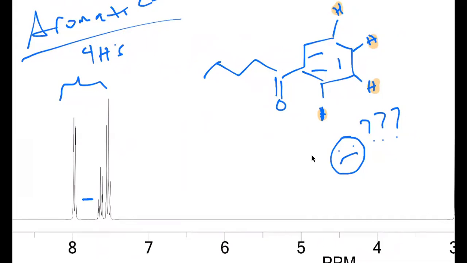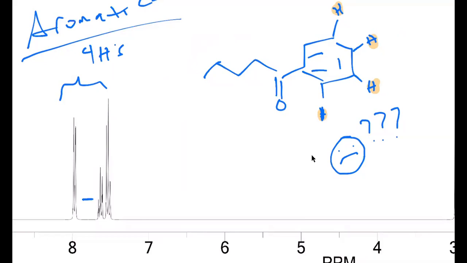Now, as far as the number of signals, if you look at the number of signals and the number of protons, what it's saying is that you basically have 3 protons on that ring, or 3 signals for 4 protons. So two of those protons are going to be equivalent, right?